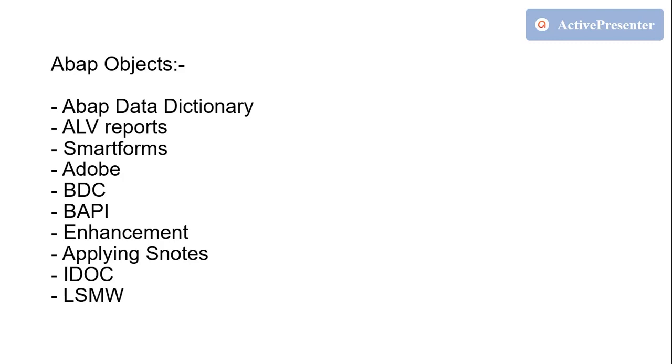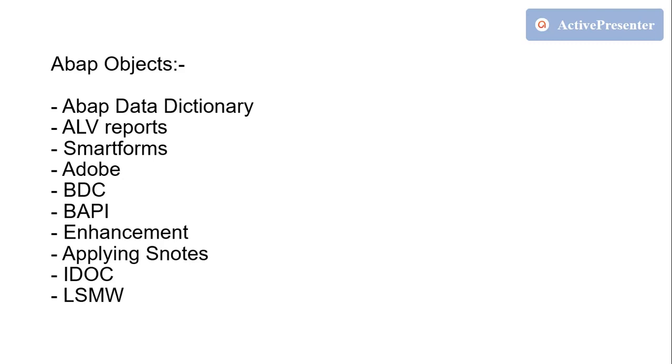Then there are smart forms and Adobe forms. If you have ever seen an invoice, we can design them using these tools called smart forms and Adobe forms. Then there are BDC, BAPI, and enhancements. The enhancement can be implicit or explicit, and can also be done using user exits, BAdIs and so on. Then we'll see how to apply SAP notes in the SAP system. Then there are IDOC and LSMW, and the list goes on and on, and we'll see each and every possible topic in this course, so stay tuned.